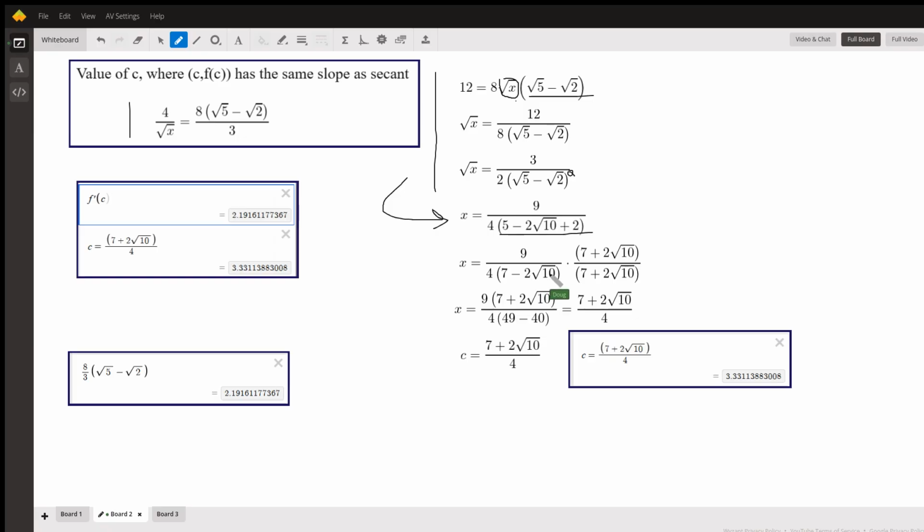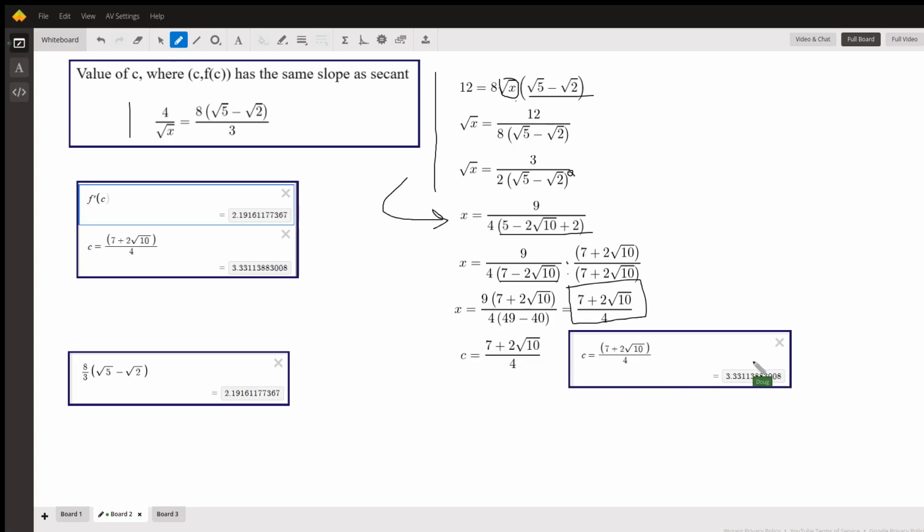Don't like the radical in the denominator, so let's multiply both numerator and denominator by the conjugate of that factor. The product of these two binomials is a difference of squares, so 49 minus 40 gives you 9, and 4 times 9 is 36. 9 goes into the 36 4 times, and there's your value of C. That's your exact value of C.